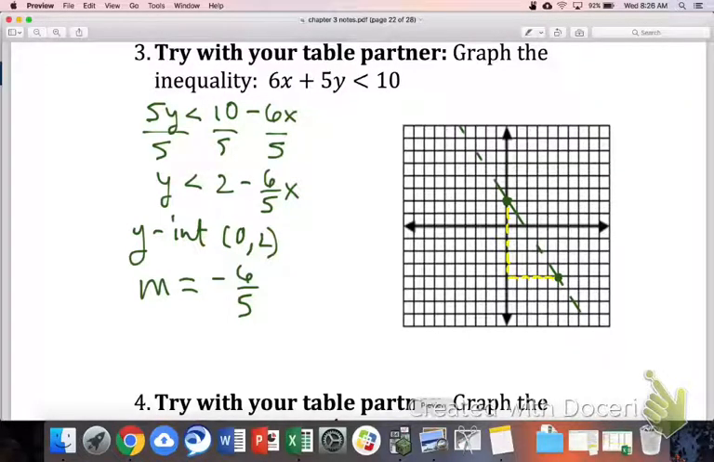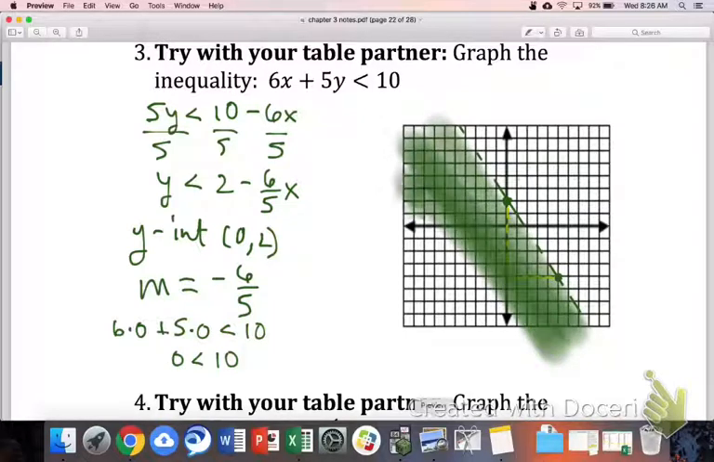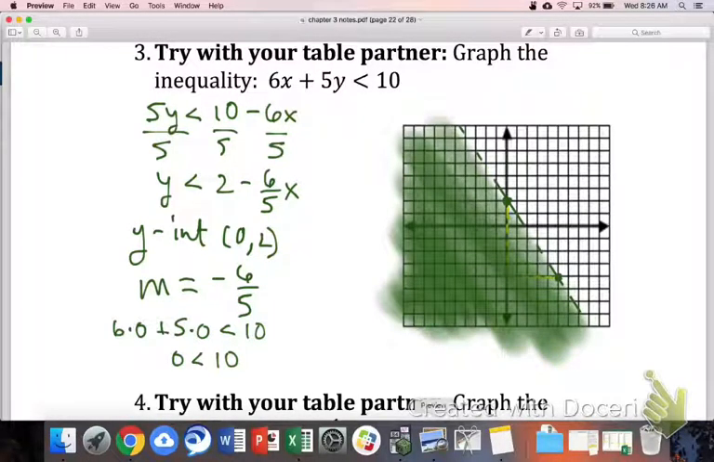If we do test that out, it's going to be 6 times 0 plus 5 times 0 is less than 10. So anything times 0 is 0. So I end up with 0 plus 0, and 0 is less than 10. Is that a true statement? Yeah, it's absolutely a true statement. Therefore, 0, 0 is in the answer region. And since 0, 0 is in the answer region, we would shade in that region, which would be over there. So kind of that lower left-hand corner would be the answer set.